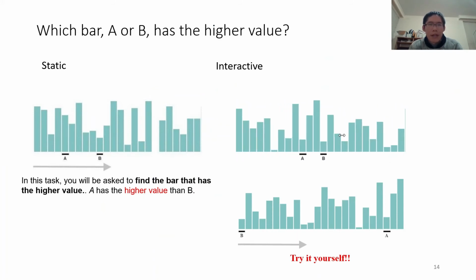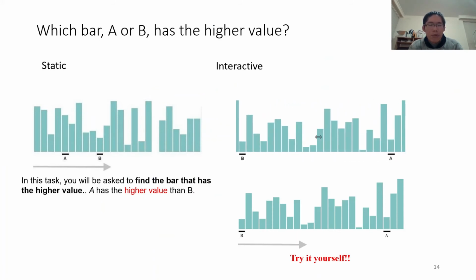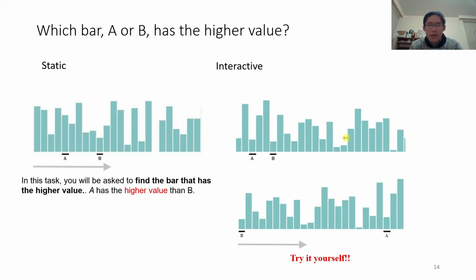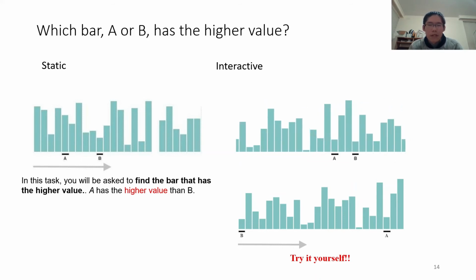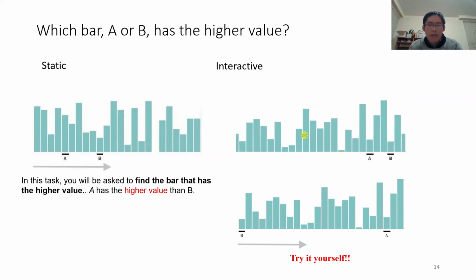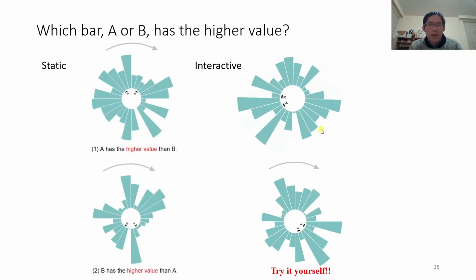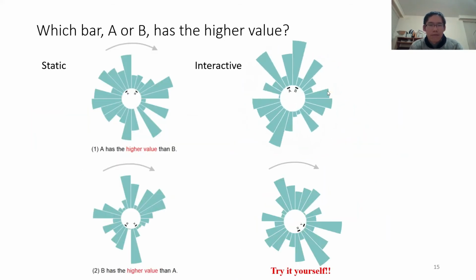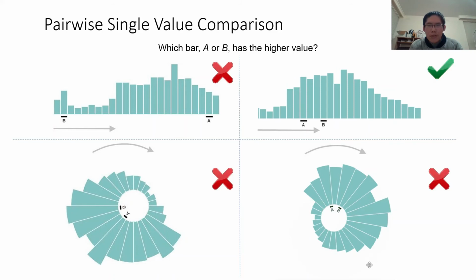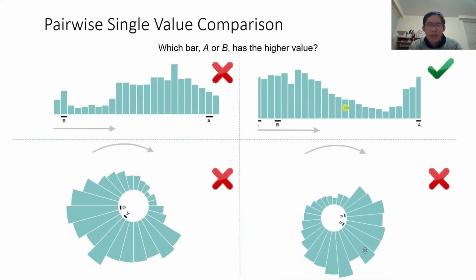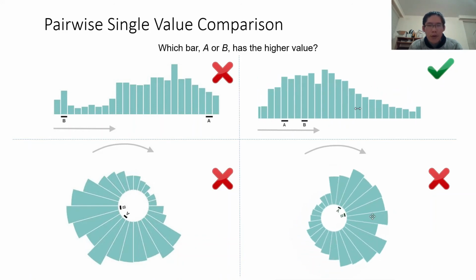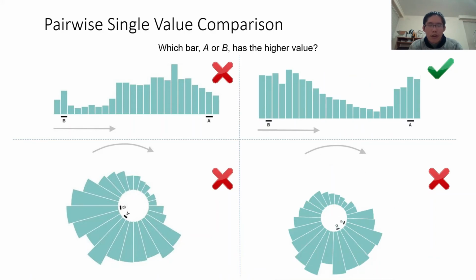The next task is pairwise single value comparison. We present examples showing that one of the bars is higher than the other. Animated examples are provided demonstrating the interactive wrapping. Identical examples are provided for participants to try themselves. The setting is the same for polar charts. The results indicate that for pairwise single value comparisons, interactive bar charts significantly outperform static polar and interactive polar in terms of error. Detailed statistical results can be found in our paper.